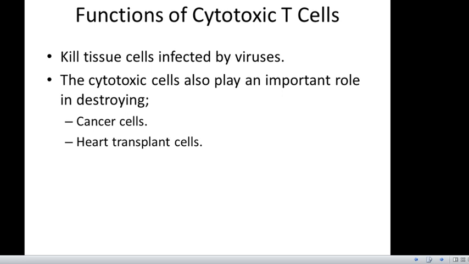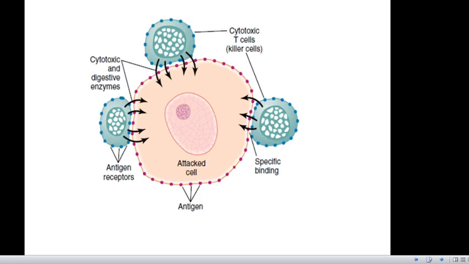The cytotoxic T cells can kill tissue cells infected by viruses, and they also play an important role in destroying, number one, the cancer cells and also the heart transplant cells. The diagram shows the direct destruction of an invading cell by different sensitized lymphocytes.